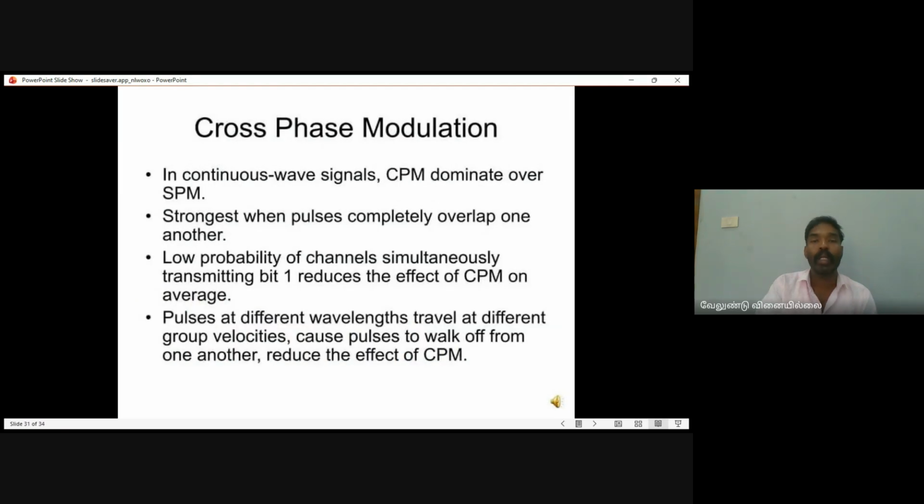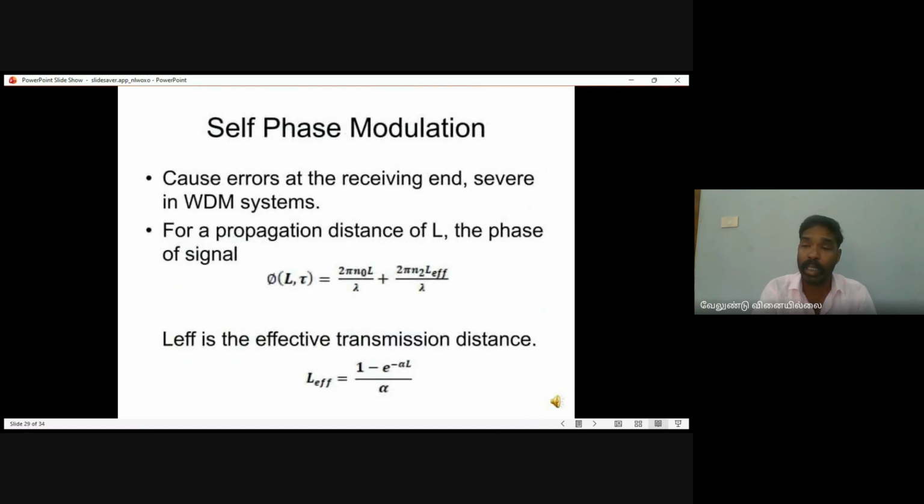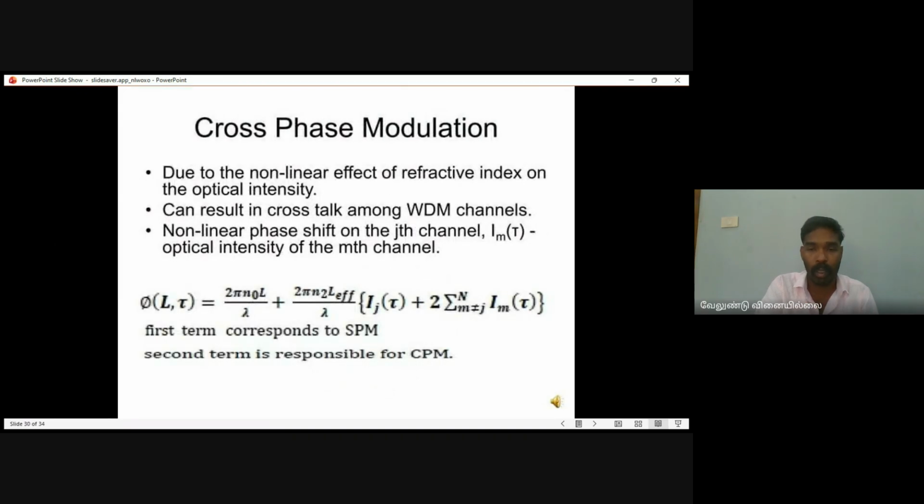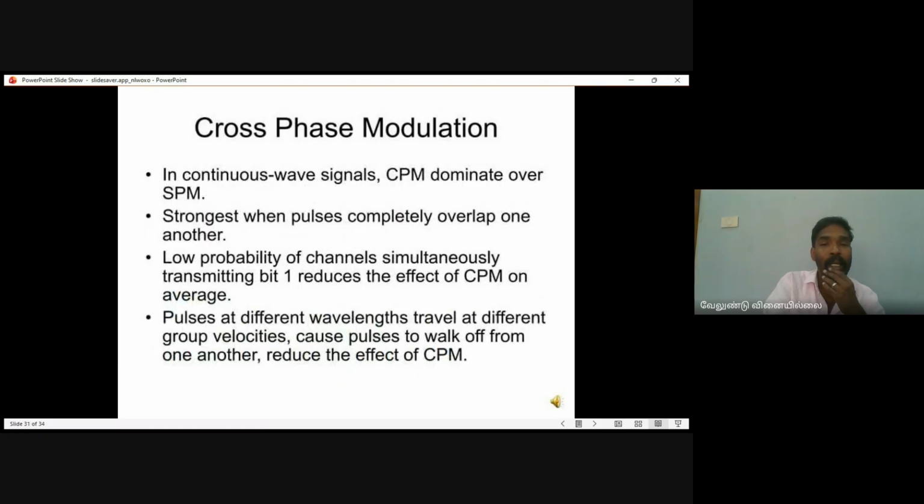Yes. In cross-phase modulation, for continuous waves, the CPM dominates over the SPM. SPM means self-phase modulation, CPM means cross-phase modulation. So the CPM is more dominant compared to the SPM. It is strongest when pulses completely overlap one another. The low probability of channels simultaneously transmitting bit 1 reduces the effect of CPM on average.